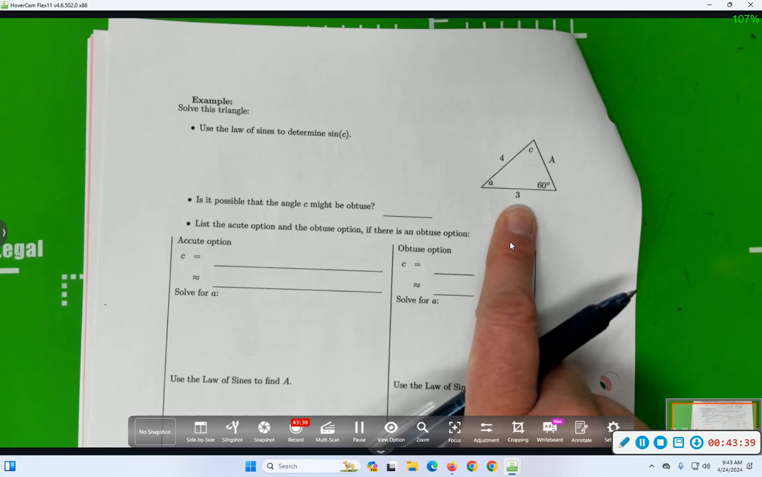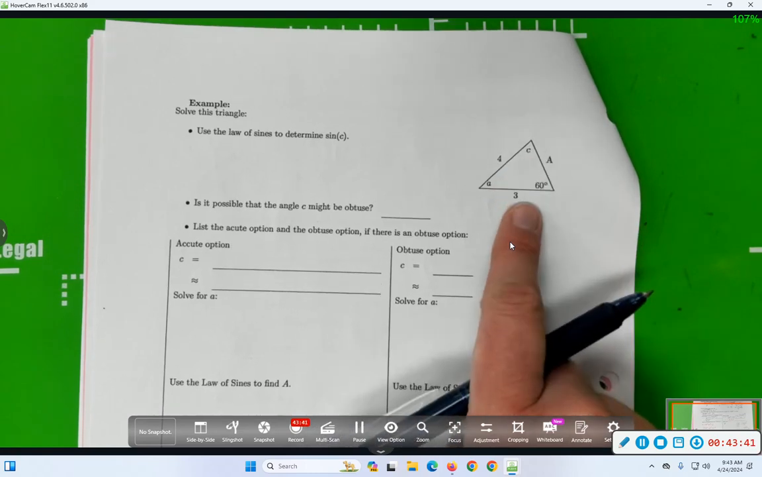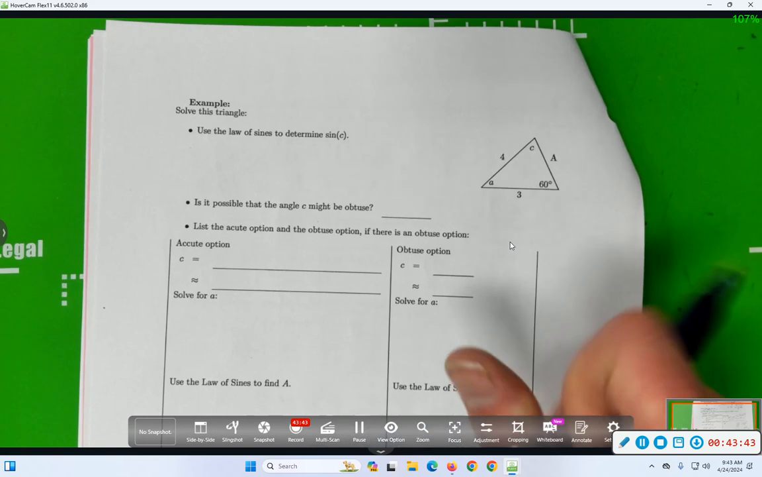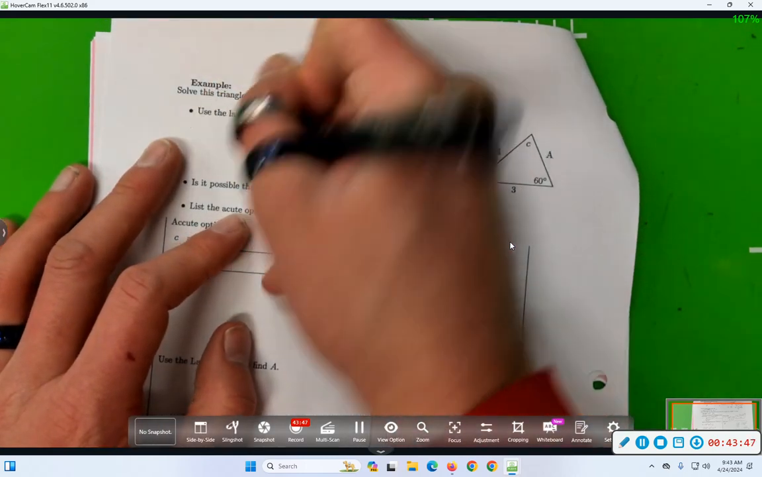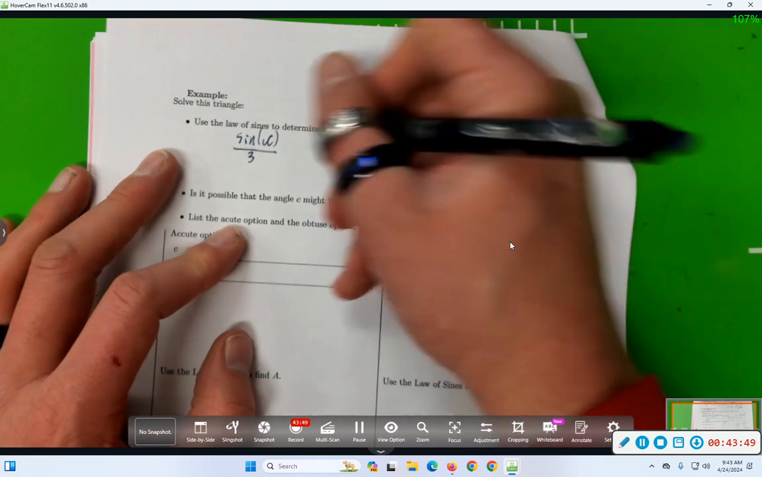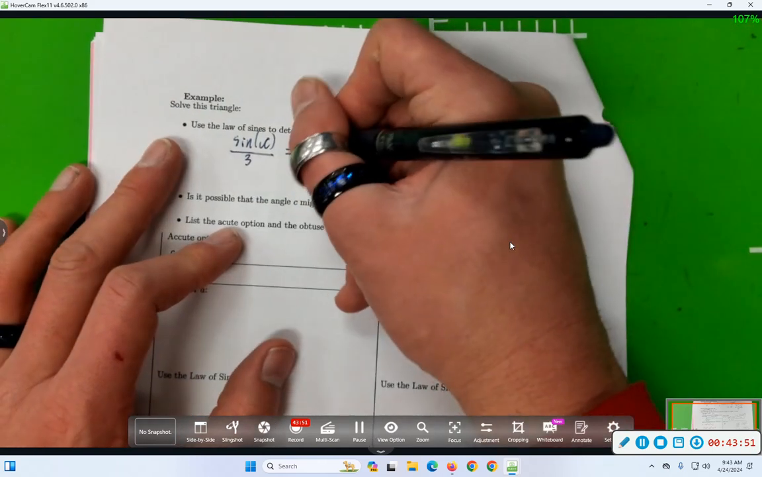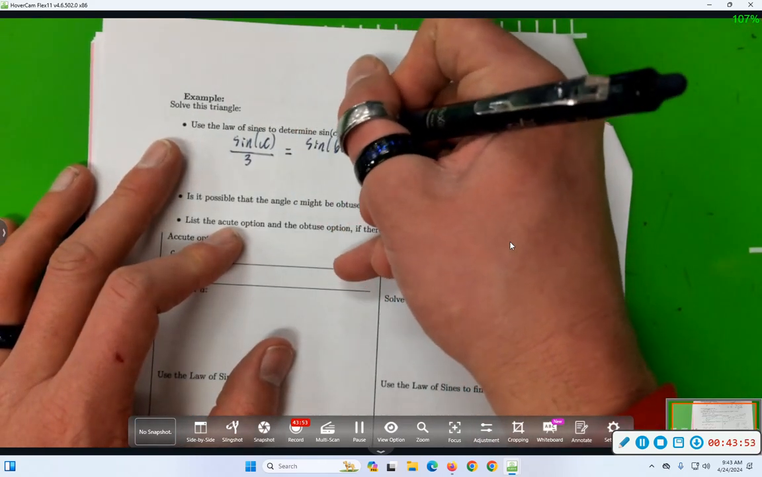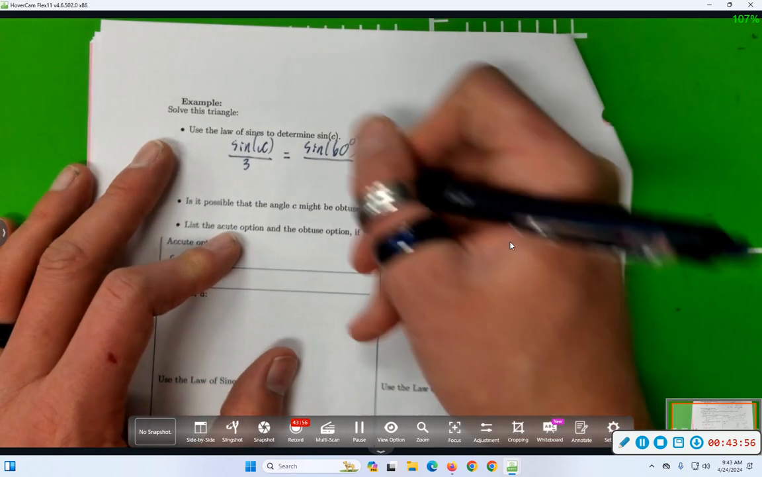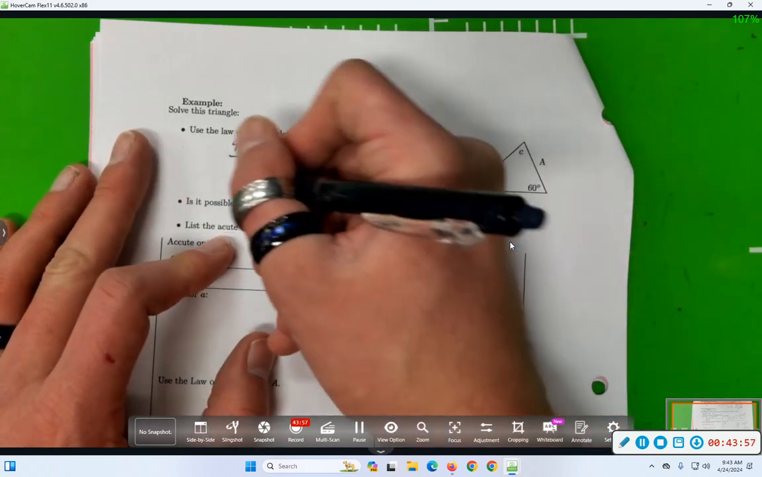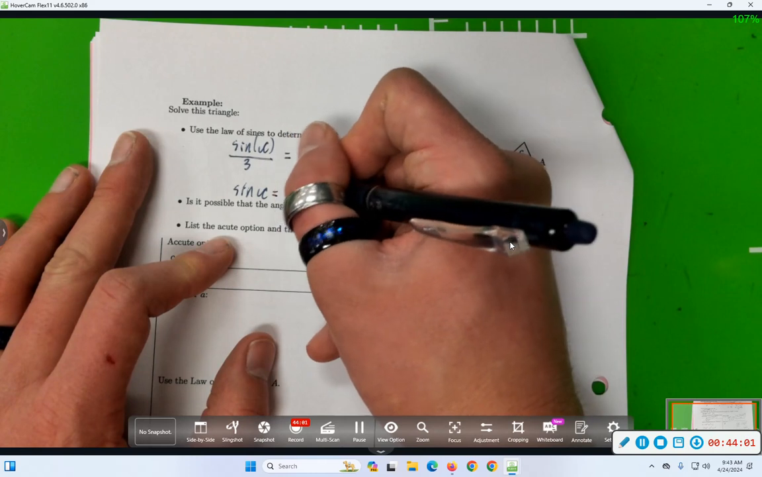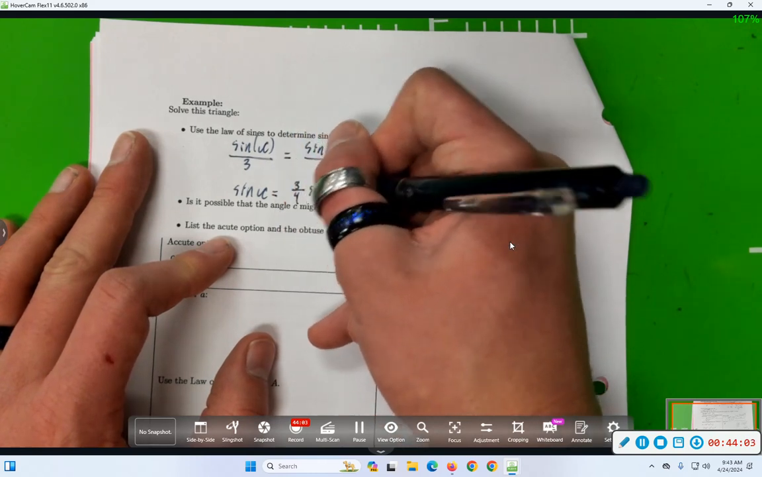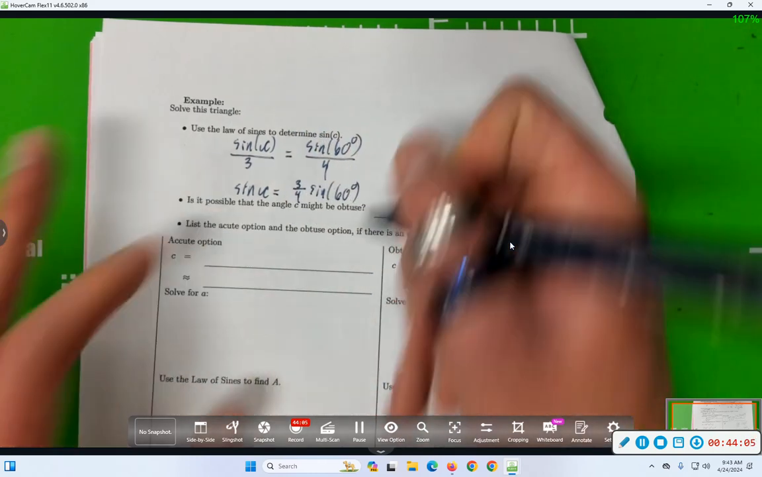C. It is an unknown angle that's opposite a known side. So you'd wind up writing down sine of little c divided by 3 is equal to sine 60 degrees divided by 4. Do some work. Sine c equals 3/4 of the sine of 60 degrees.